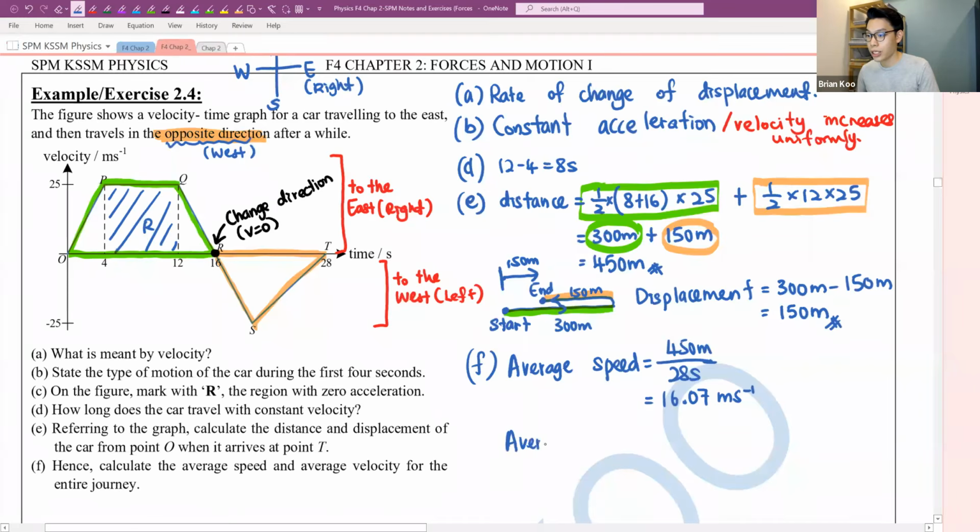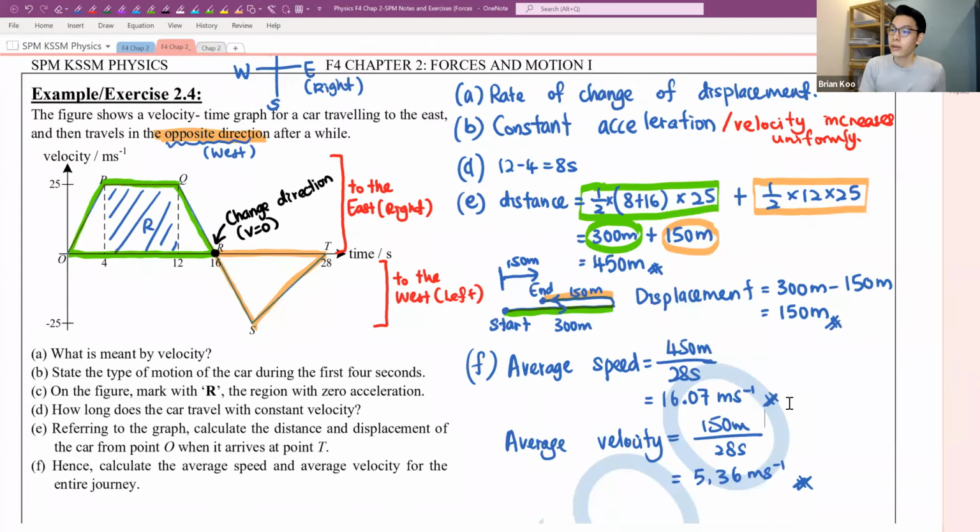All right, and then average velocity. The total displacement is 150 meters. Total time is 28 seconds. This one I put 2 decimal places, but both at least 3 significant figures. I feel that's quite good already. And that's it. That is 2.4.